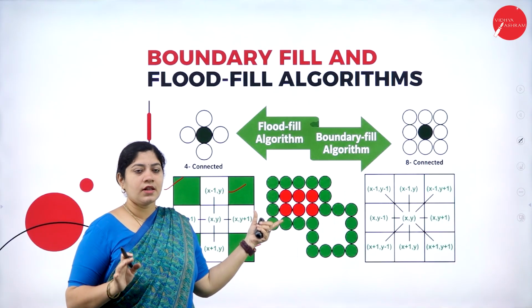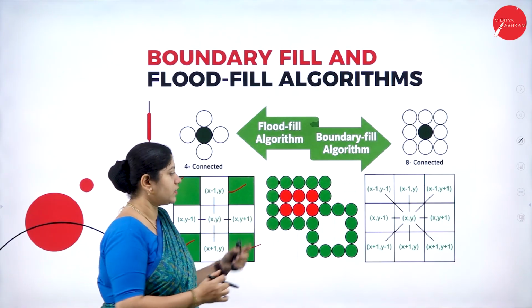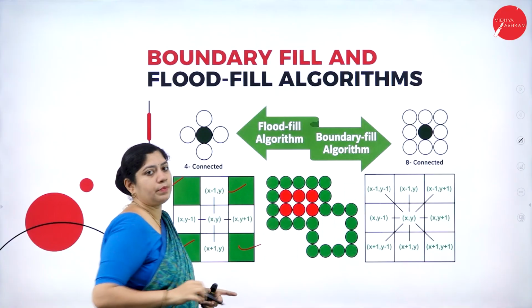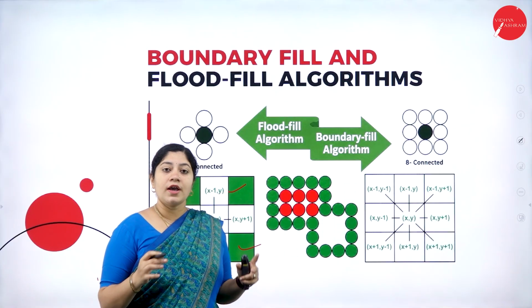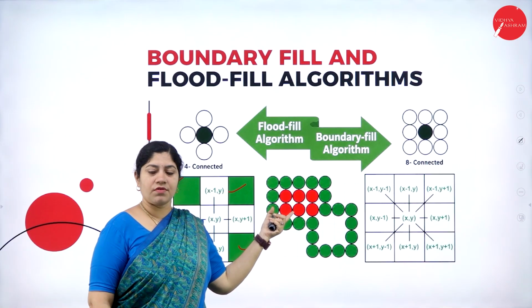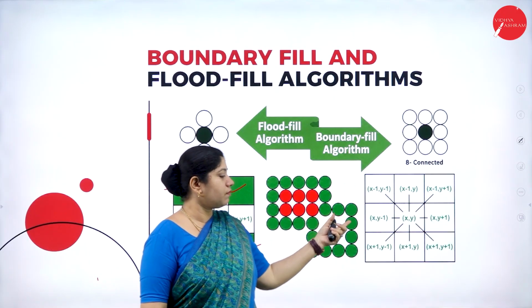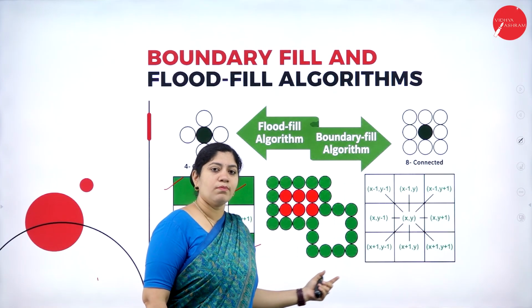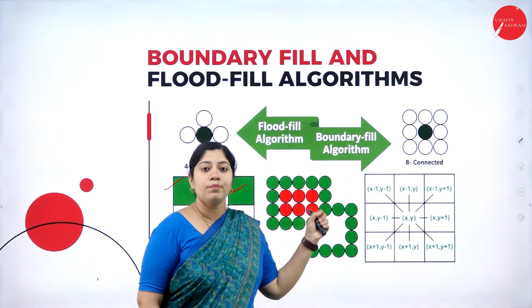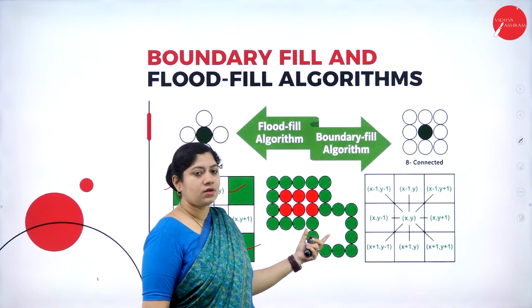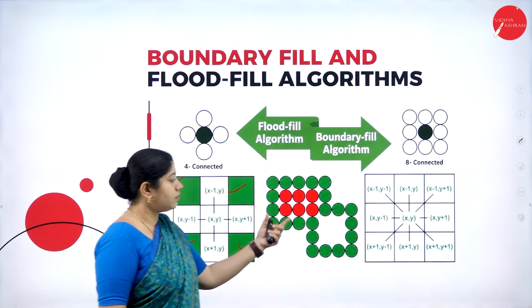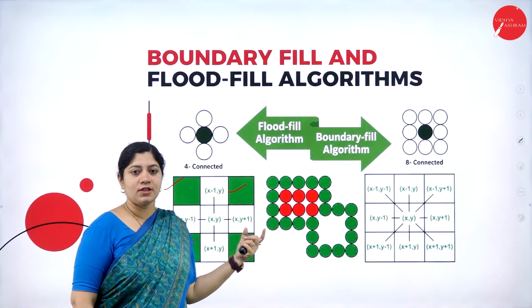In a basic way, let me tell you, in the flood fill algorithm, the complete pixel area will be filled either in the same color or in a different color depending on the utilization. And in the boundary fill, what happens is it just fills the boundaries by seeing the pixel. Okay, so this is the difference between boundary fill and flood fill.